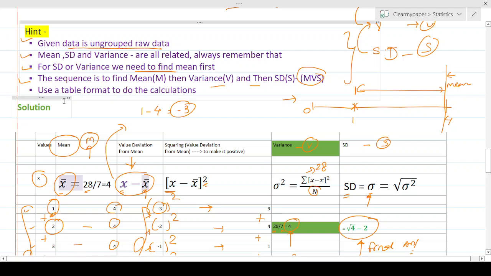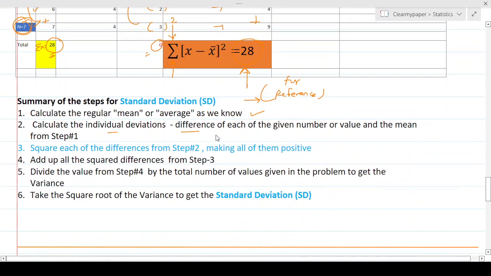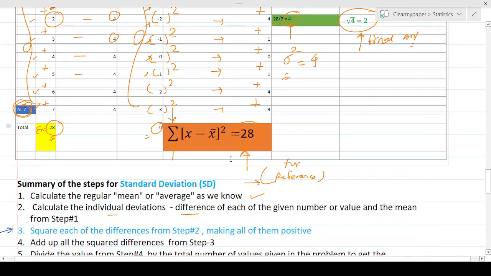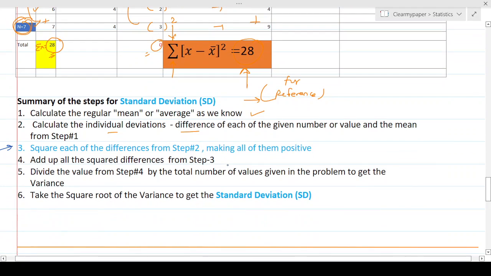Then you square up all the differences from step 2, to make them positive. This is what we have done. We're getting in preparation for getting the variance, and then we add up all the squared differences and divide it by the total number of values.